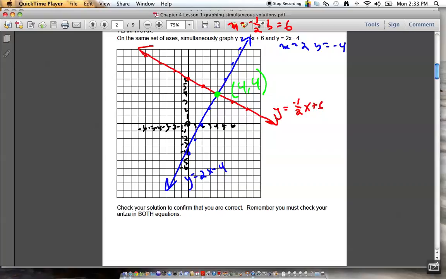Now, let me talk to you about where I think you might have lost points on your paper if this was a quiz. First place, did you write the names of the line on it? A lot of times kids forget. Did you put arrows on the ends? You should have. Those are very common mistakes. Did you label the point where they crossed? A lot of times kids don't. Make sure you label that point.